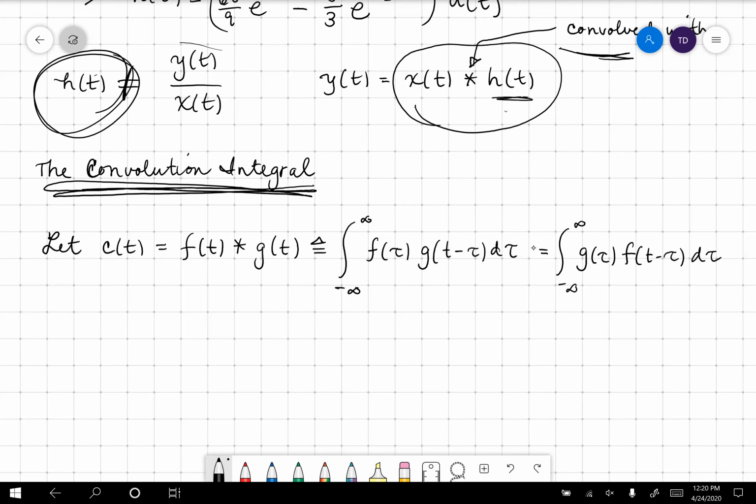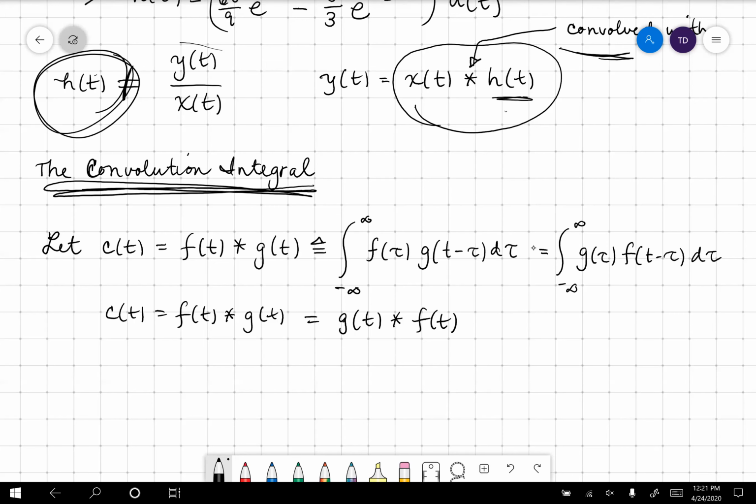It's just an equation, which really means the following: c of t is equal to f of t convolved with g of t, which is equal to g of t convolved with f of t. It's like addition, it doesn't matter which order you add, or like multiplication. A times B is equal to B times A. It doesn't matter which way you convolve.